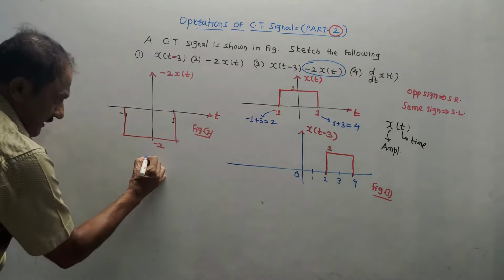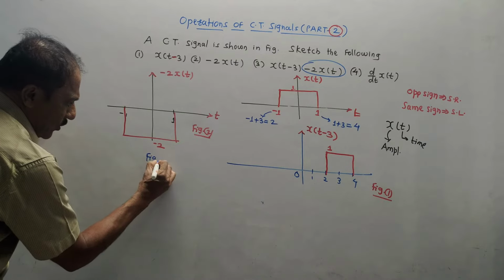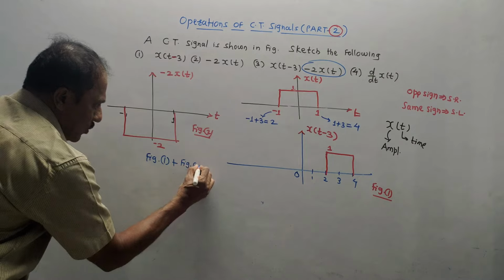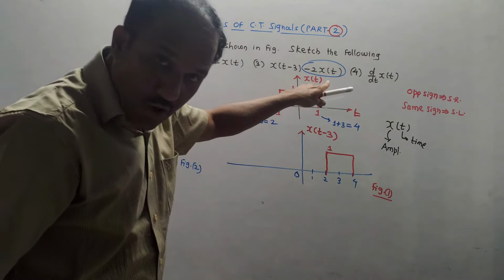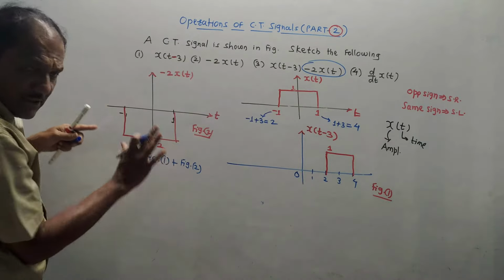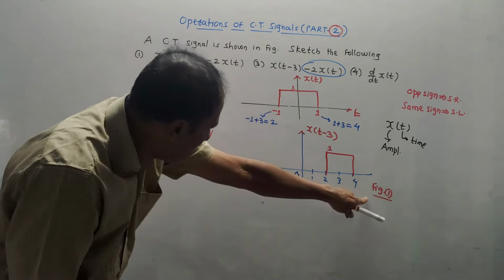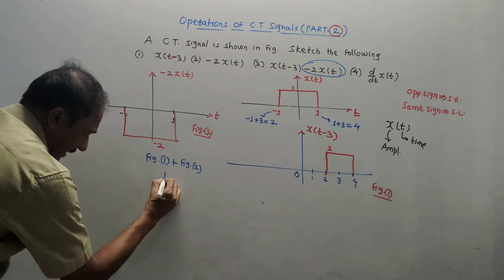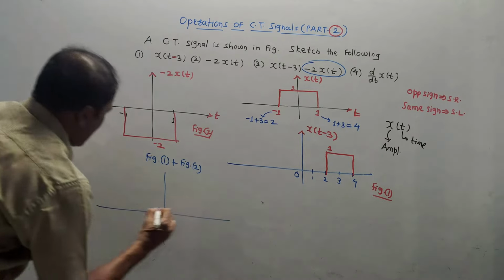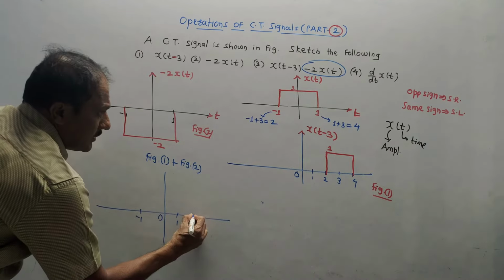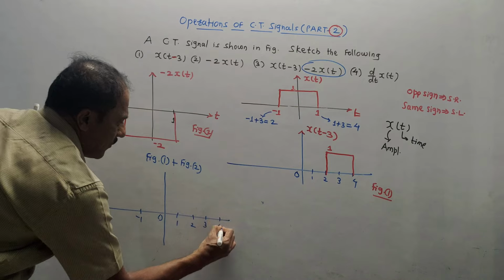So it is simply as if you want to perform addition of figure 1 plus figure 2, because I have drawn the diagram for -2 into x of t, which is figure number 2. So I have to simply add figure 1 and figure 2. The addition is pretty simple. See how to draw the resultant diagram. First, let me mark some scales. So it is 0, 1, 2, 3, 4.